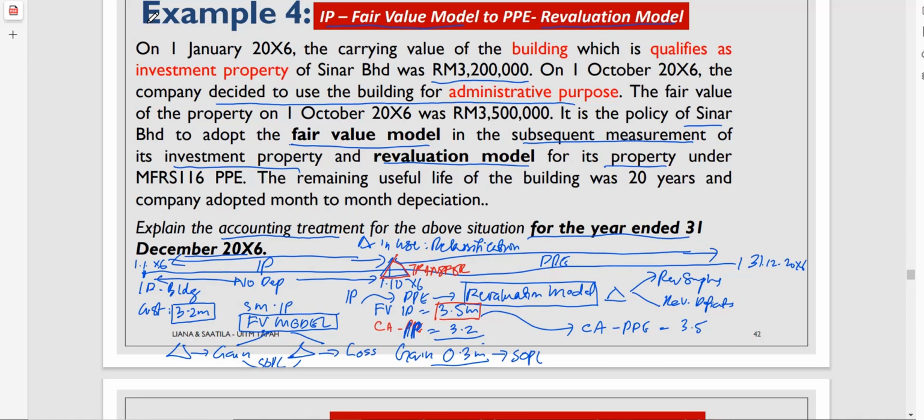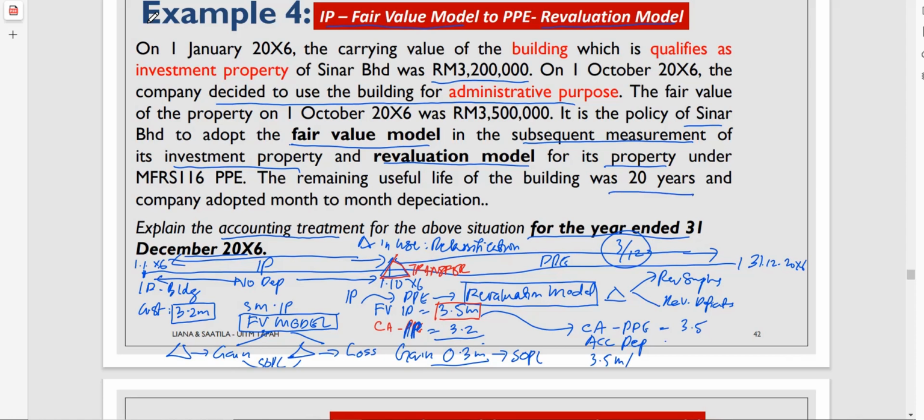And starting from 1st of October onwards, you are going to provide depreciation. So you need to find out what is the accumulated depreciation for this 3-month period. How much is the depreciation? That is one thing that must be done. So you need to find out how much. And to find out that, you will take 3.5 million, right? That would be divided by the expected useful life.